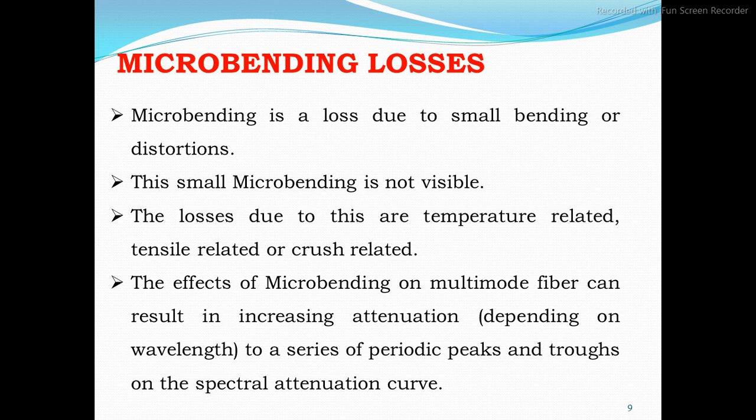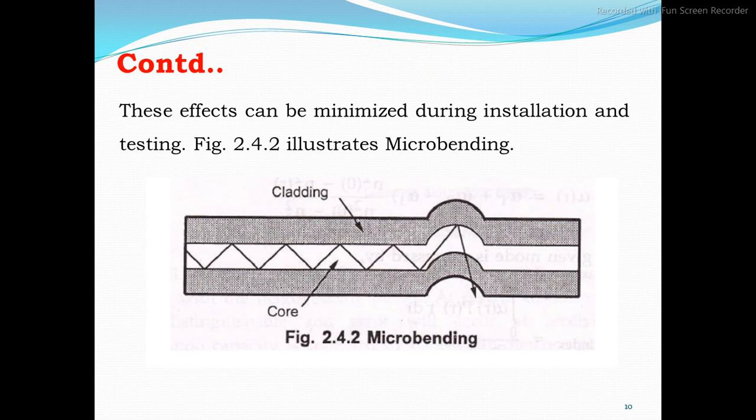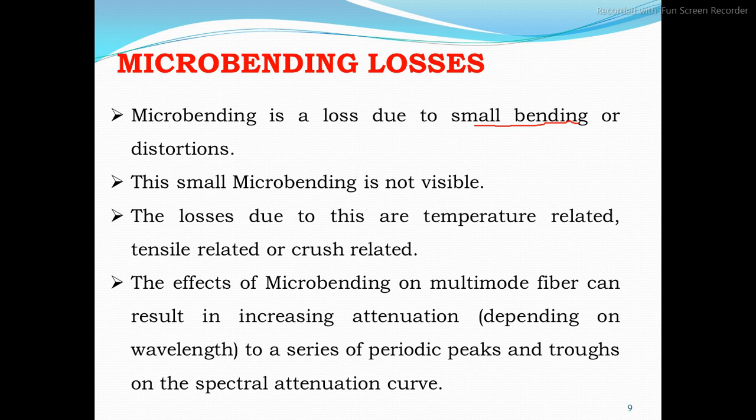So how can we reduce these losses? By the installing process and testing process, definitely these losses can be reduced. During the installation process and during the testing process, these micro bending losses will be reduced or overcome. So this is the diagrammatic representation of the micro bending losses.